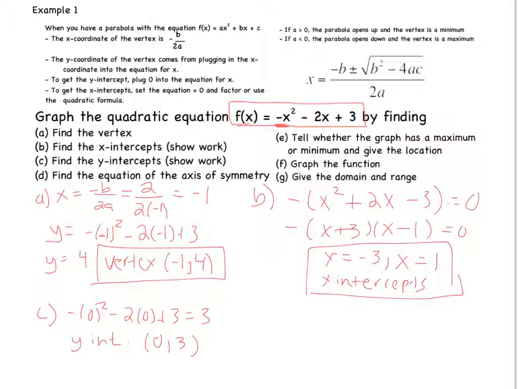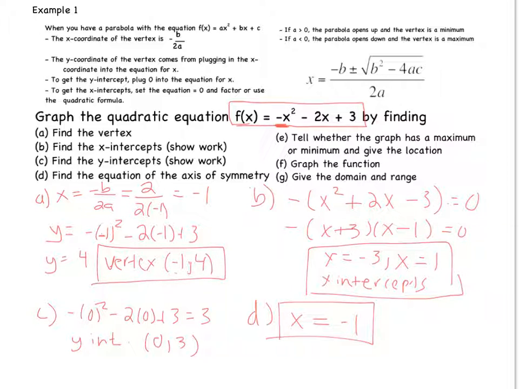Next, we need the equation of the axis of symmetry. We didn't talk about this on the other screen, but they do ask for it sometimes. The axis of symmetry is just that imaginary line that divides the parabola in half, and that always goes through the x-coordinate of the vertex. So we don't need to do any extra work, but you have to write it as an equation. The equation would be x equals negative 1, and it's just the x-coordinate of the vertex that we found over here.